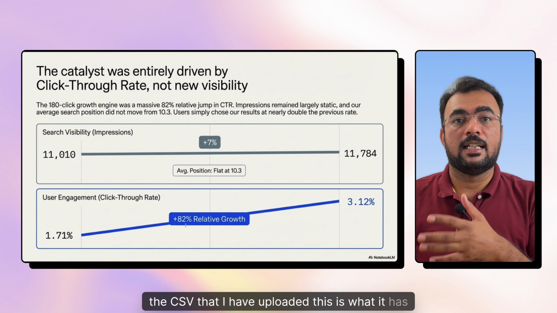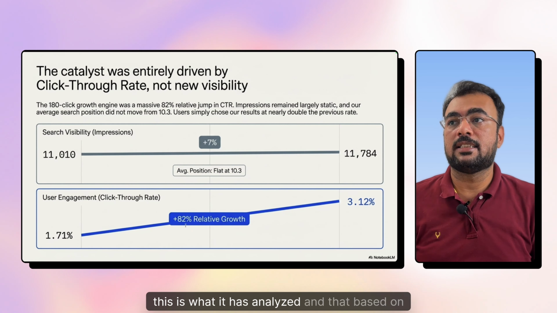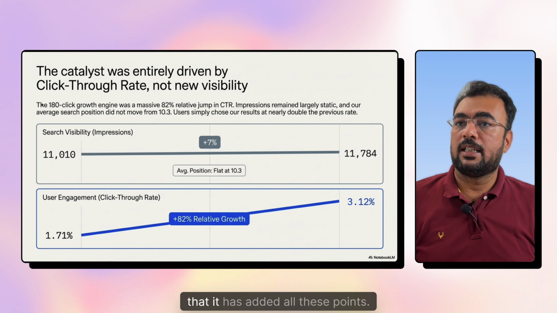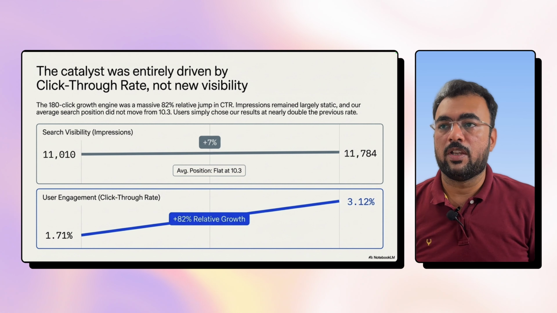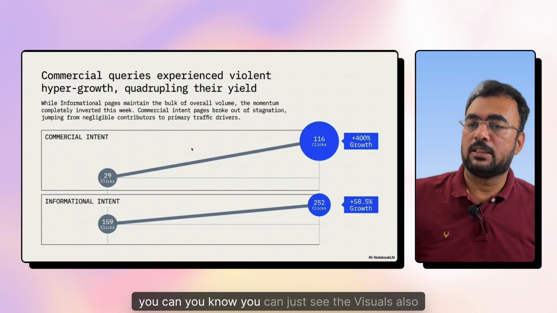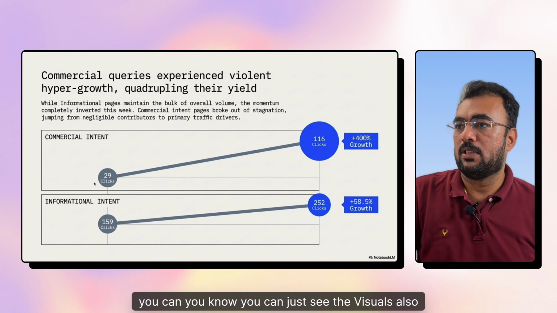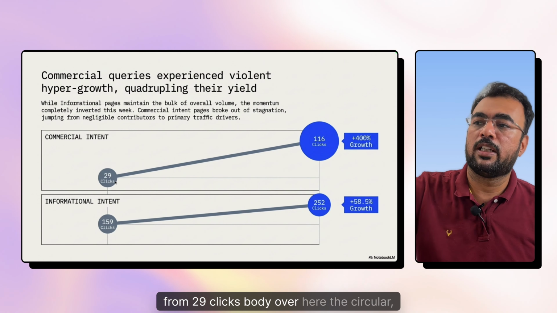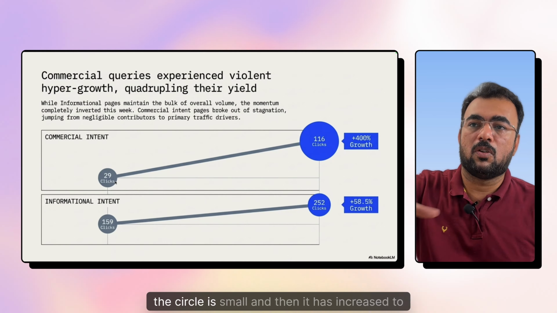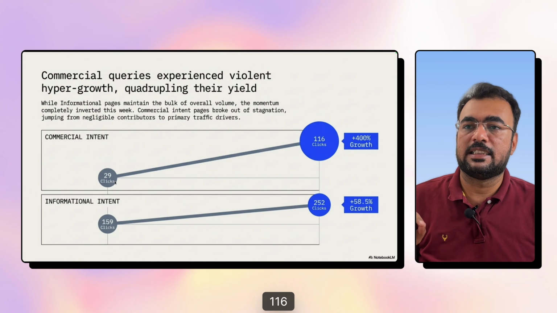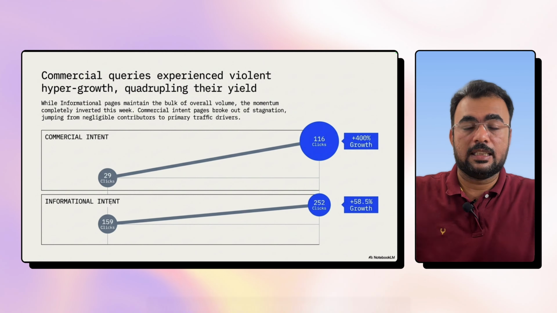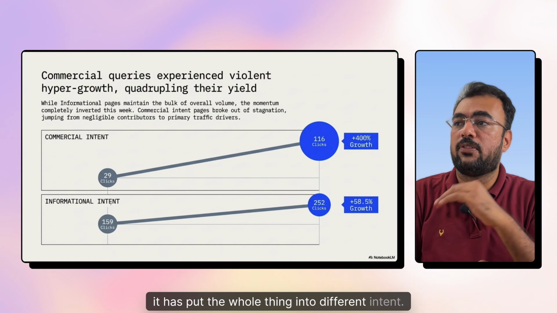This is what it has calculated, this is what it has analyzed, and based on that it has added on this point. Now you can just see the visuals also. From 29 clicks, boarding over here, the circle is small, and then it is increased to 116, and also it has put the whole thing into different intent also.